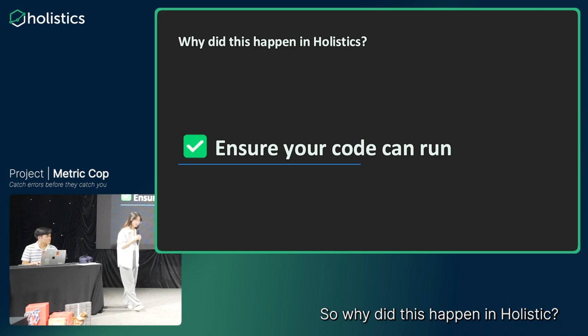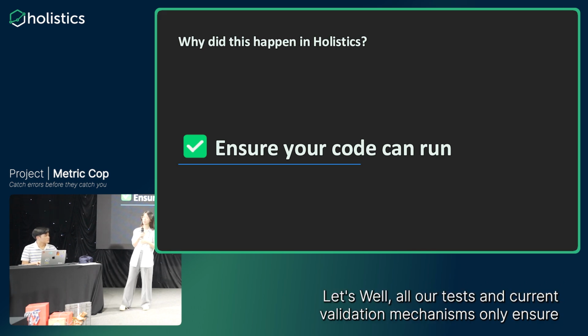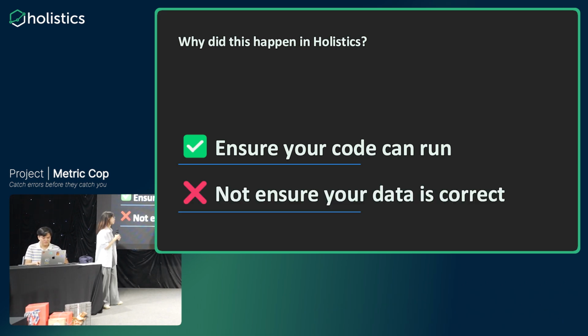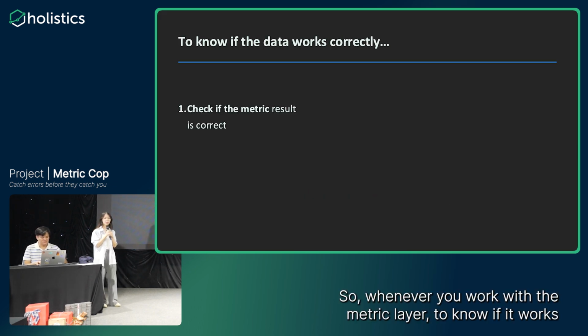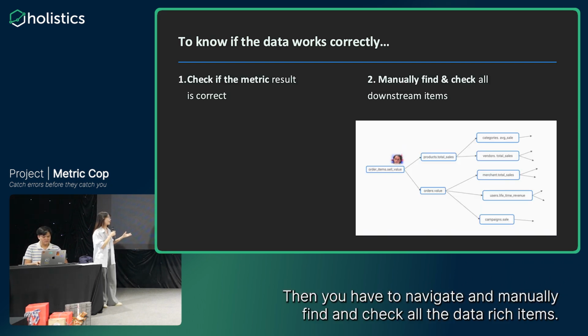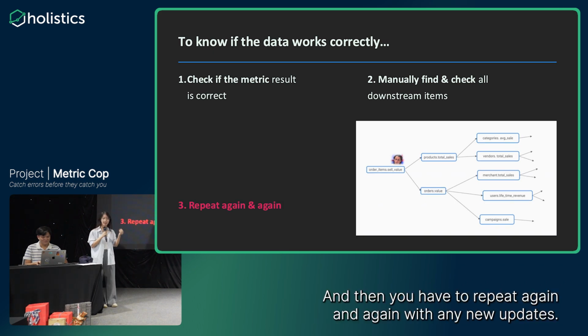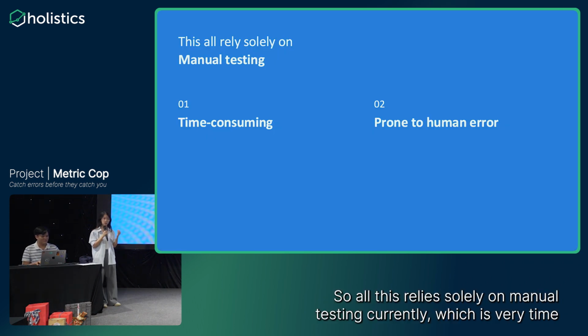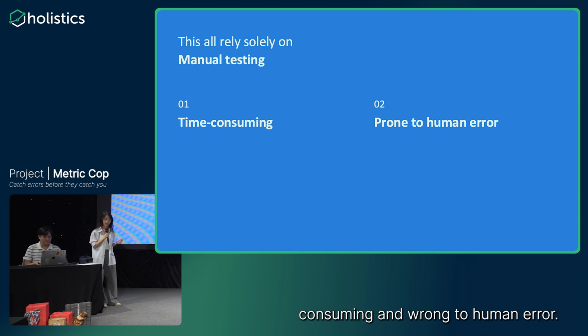So why did this happen in Holistics? Well, all our tests and current validation mechanisms only ensure that your code can run, but they do not ensure that your data is correct. So whenever you work with the metric layer, to know if it works correctly, first you have to check if the metric result is correct. Then you have to navigate and manually find and check all the downstream items. And then you have to repeat again and again with any new updates. All this relies solely on manual testing currently, which is very time consuming and prone to human error.